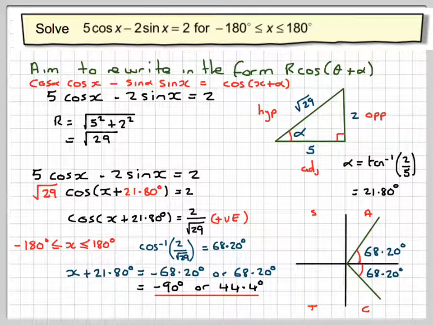So this has been a video to show you how to solve an equation of the type a cos x minus b sin x is equal to some value, between the values of x being minus 180 degrees and 180 degrees. I hope you've understood, and I thank you very much for watching.